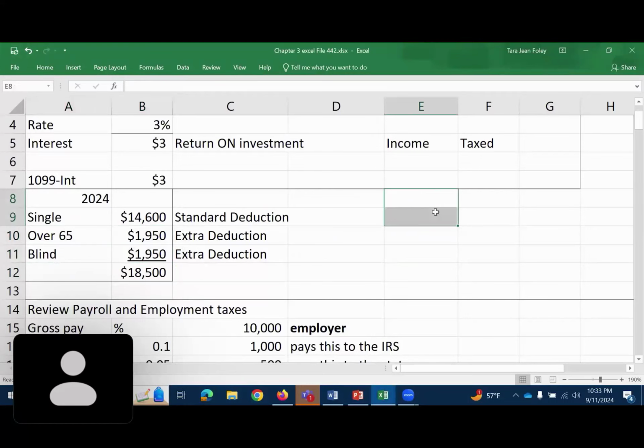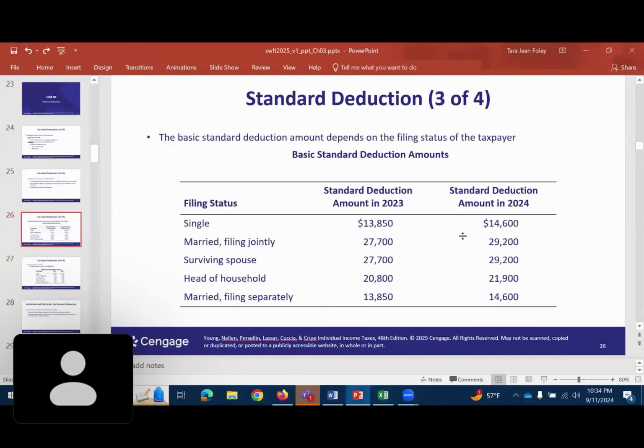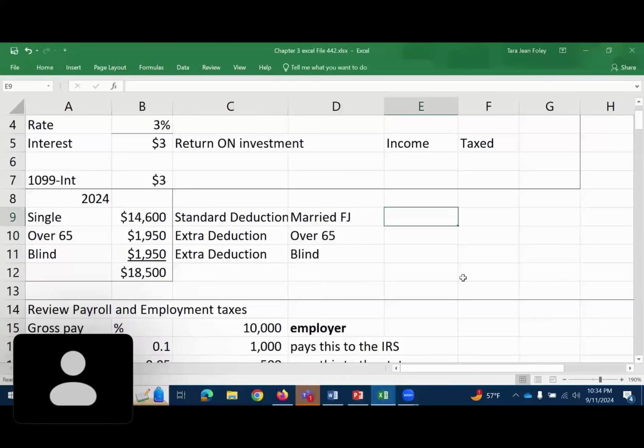So let me put this over here, and let's say that I am married, filing jointly. I'm over 65 and I am blind. What is my amount that I get? Pause this, fill this out, and then come back to it. I'm not going to pause it, but you're going to pause this now. Fill this in by using your form here and your form here, and then come back to it.